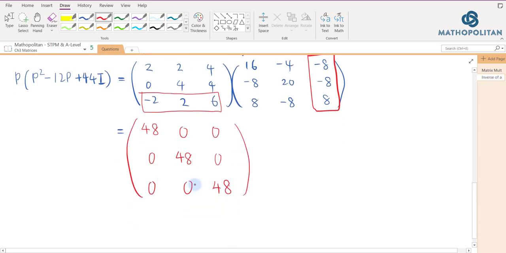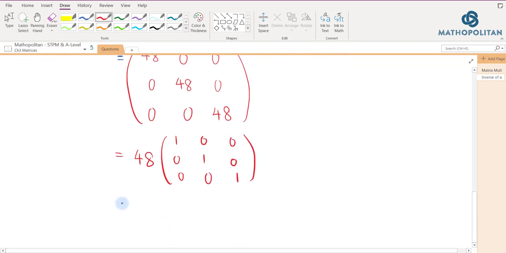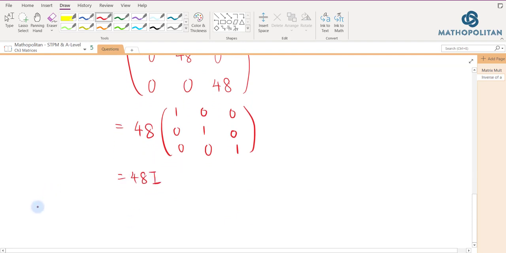Finally, this final matrix here will be equal to 48 times 1, 0, 0, 0, 1, 0, 0, 0, 1, which is 48I. Okay, so therefore we have shown that P times P squared minus 12P plus 44I is equal to 48I. So this is shown here.